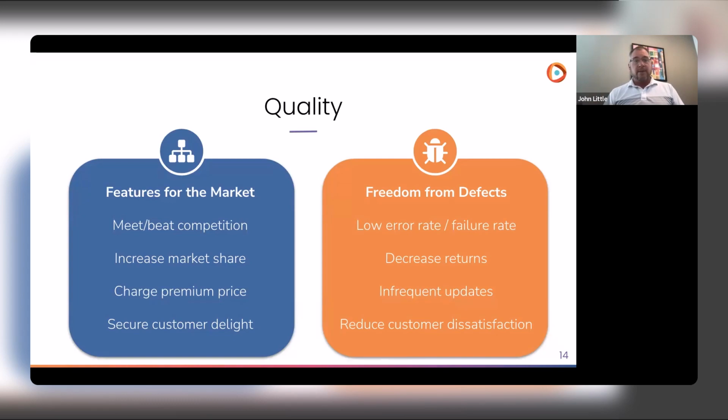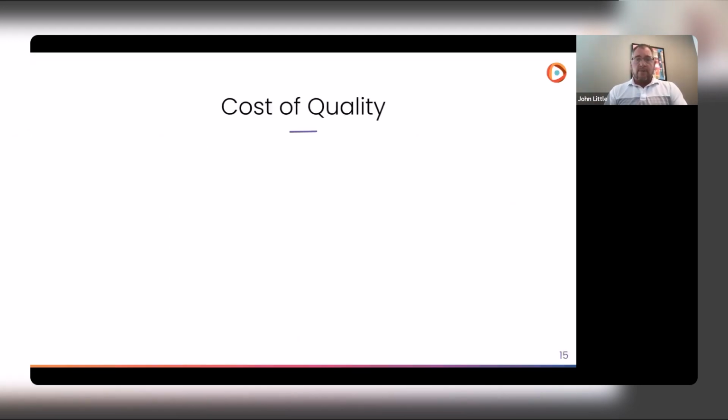And the flip side is the freedom of defects, whether or not there's any defects inside the design of it. So with that in mind, let's go into the cost of quality. What's driving the cost of quality? Well, first, we have the cost of making a great product.